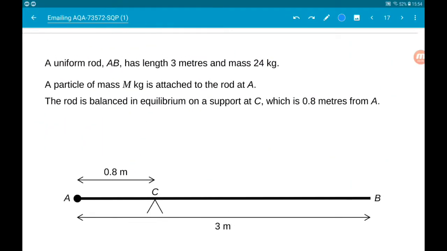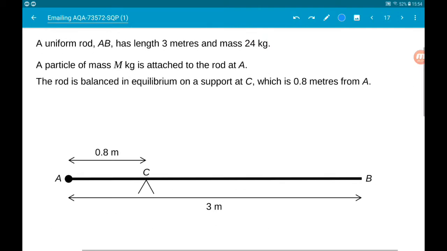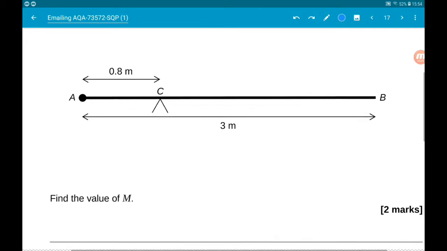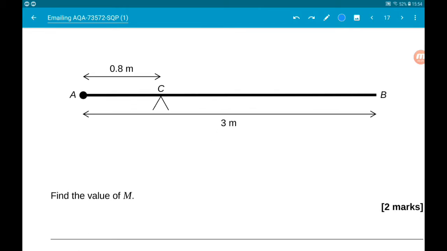Okay, question 11. A uniform rod, AB, has length 3 meters and mass 24 kilograms. A particle of mass m kilograms is attached to the rod at A. The rod is balanced in equilibrium on a support at C, which is 0.8 meters from A. So we've got a diagram of our rod. We want to find the value of m.